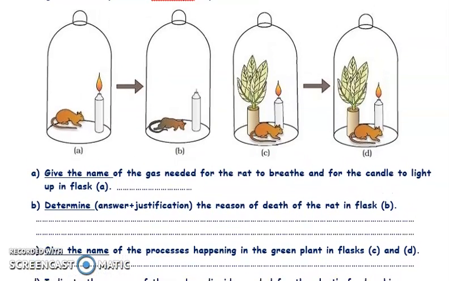We have 2 experiments. First one, we put a mouse with a candle in a jar. After a while, both the mouse died and the candle burned out. Give the name of the gas needed for the rat to breathe and for the candle to light up. As you know, all living things go through respiration and they need the oxygen gas. They breathe in the oxygen gas. Also, to burn, candles need the oxygen gas. So right here it's oxygen.